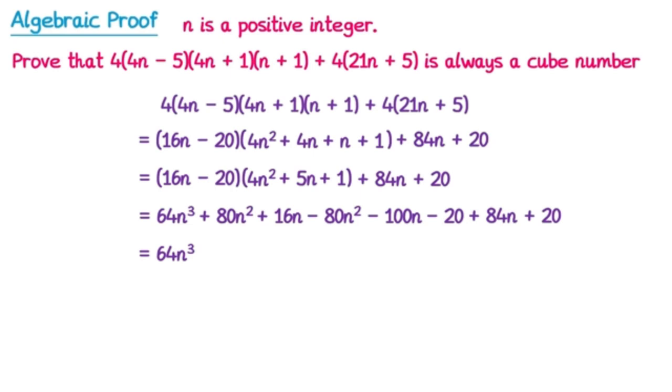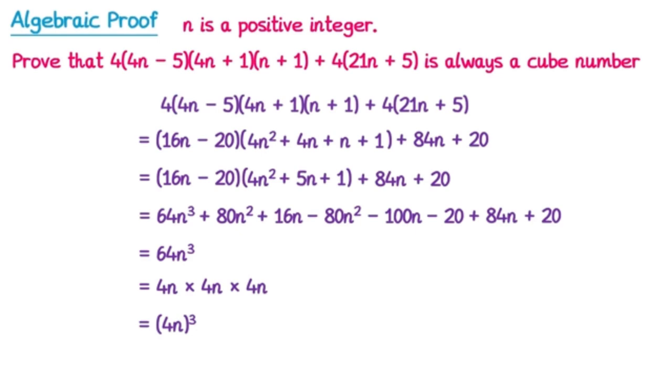In this question, we're trying to show it's a cube number. And you might think we've finished, but we do need to do one more step. We need to write this as something to the power 3. Now 64n cubed is the same as 4n times 4n times 4n, since 4 times 4 times 4 is 64, and n times n times n is n cubed. So this is the same as 4n to the power 3.